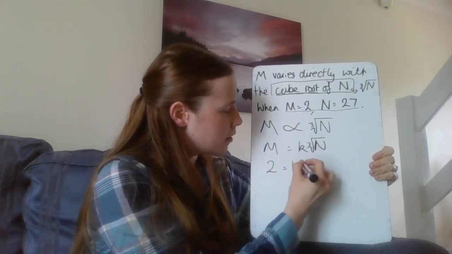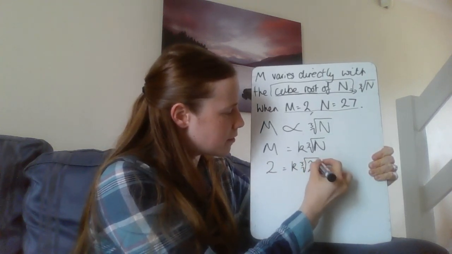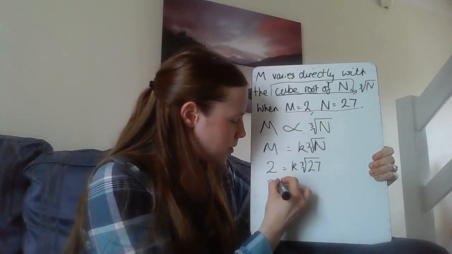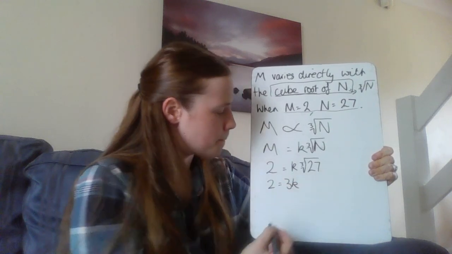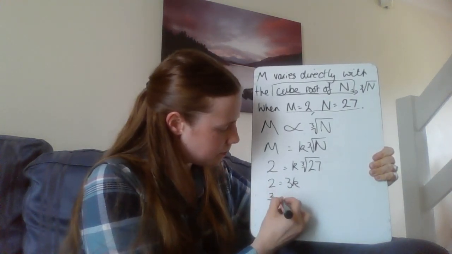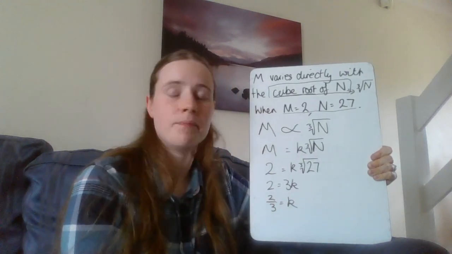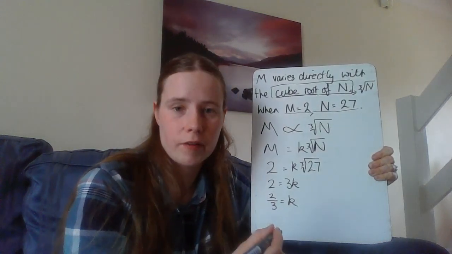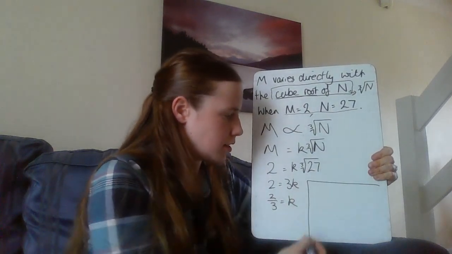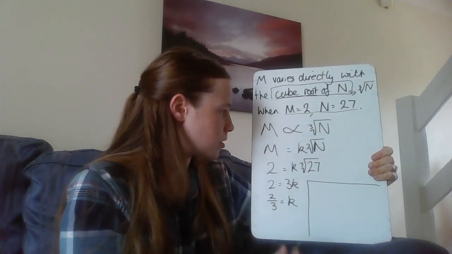Some value k times the cube root of 27. The cube root of 27 is 3, so 2 is equal to 3k. Divide both sides by 3. 2/3 is my k value. You could write it as 0.6 recurring, as long as you remember the recurring dot, but that's probably a bit more complicated than just writing it as a fraction. You can do whichever one works best for you.